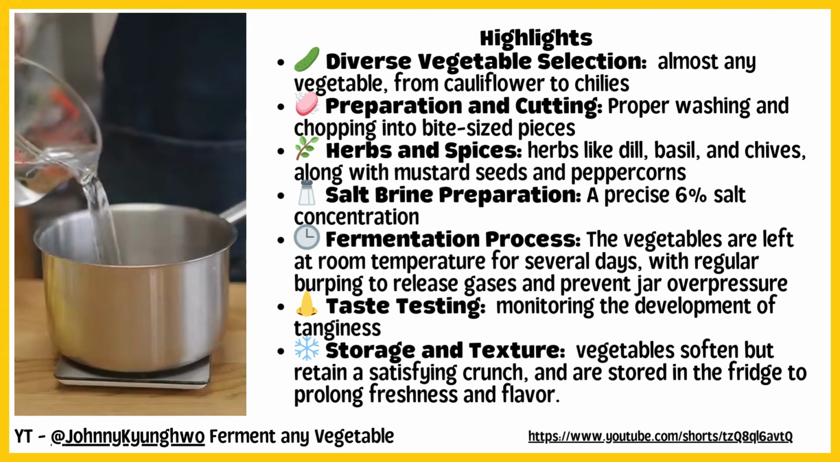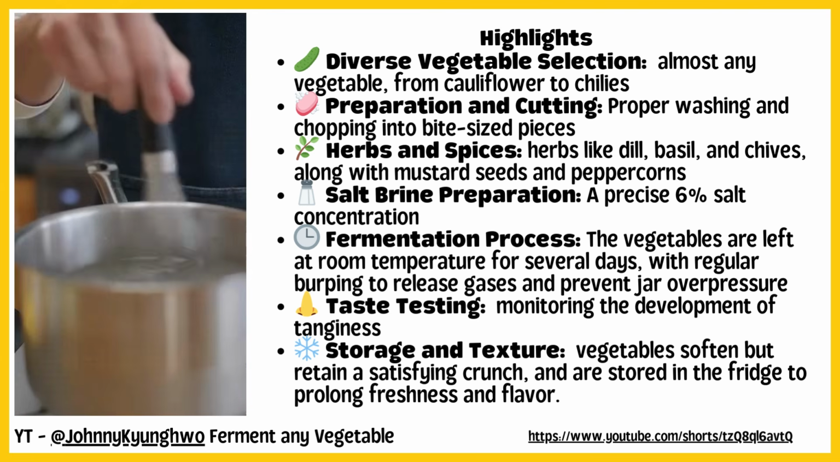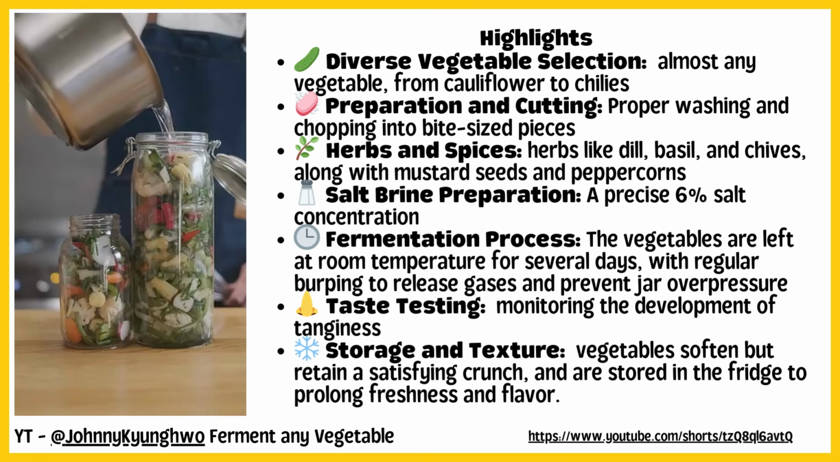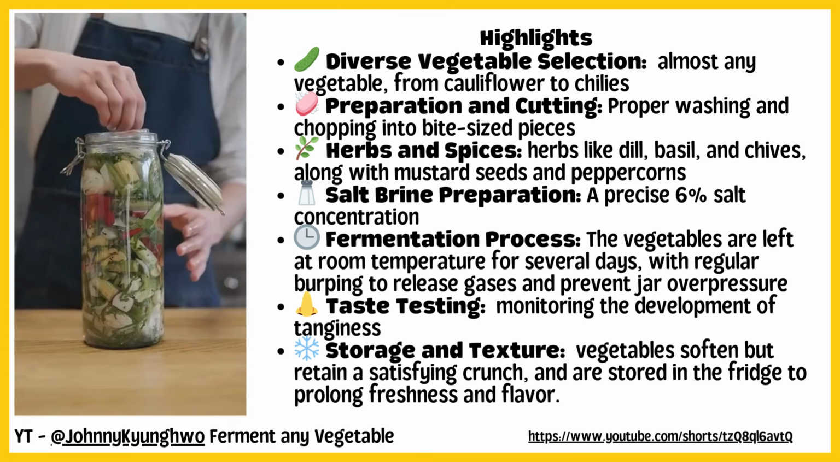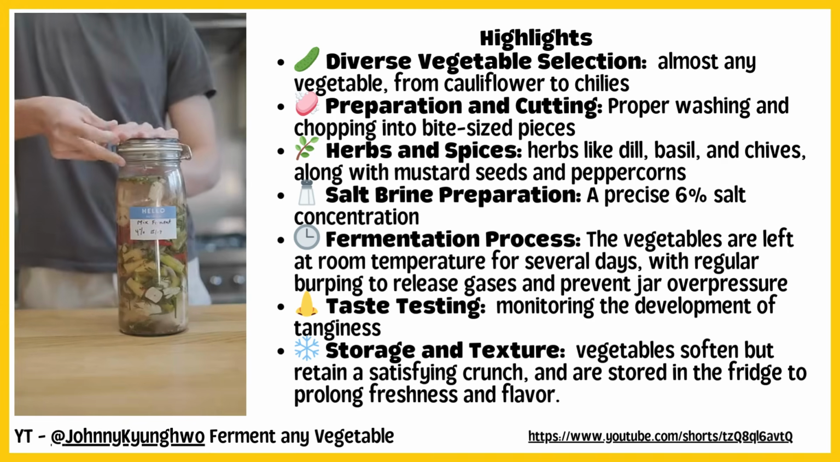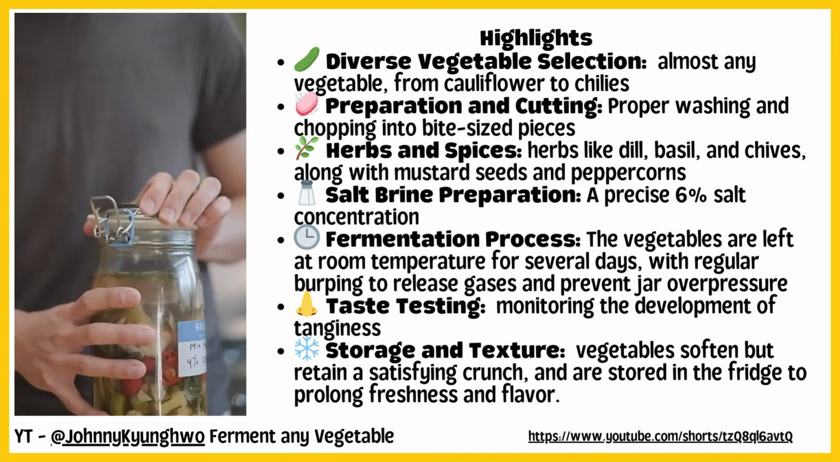I'm going for about a 6% salt brine, so that's 6% of the weight of your water in salt. Dissolve all the salt into the water, and then I'm going to fill up our jar with our vegetables and then top it up with the salt brine. I let this sit at room temperature for a few days, and I made sure to burp it every day to prevent gas buildup. Or if you're using a clip top jar, you can use a strong elastic band to hold the lid down while also allowing the jar to burp itself.